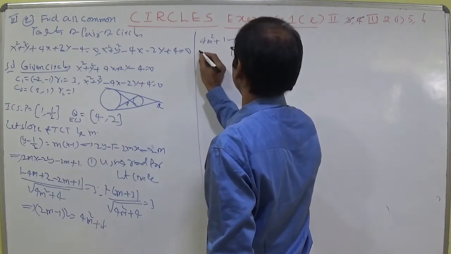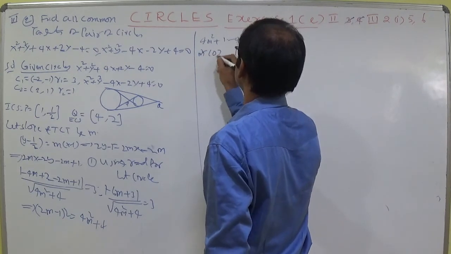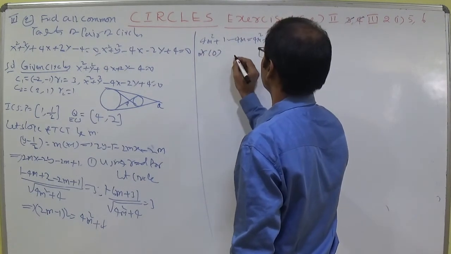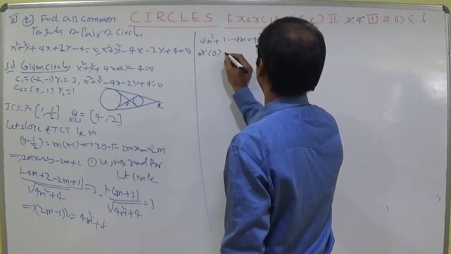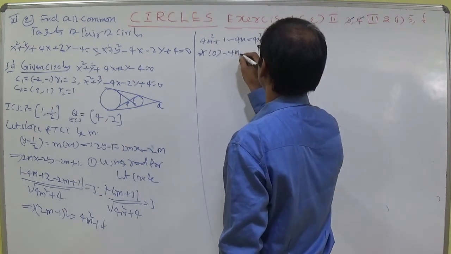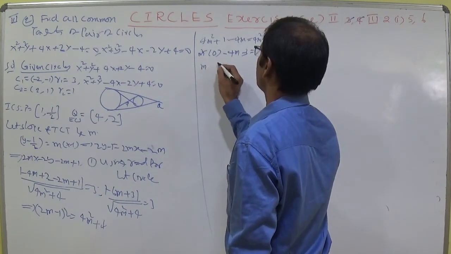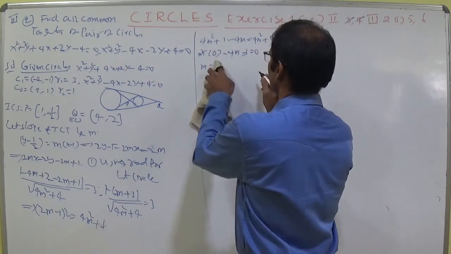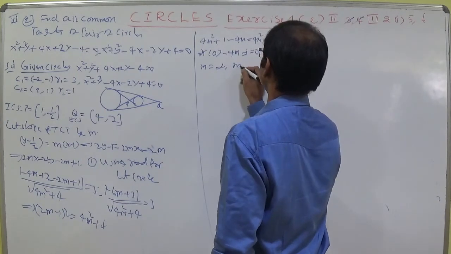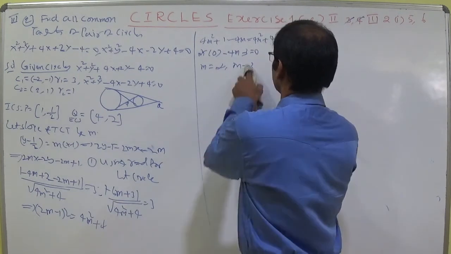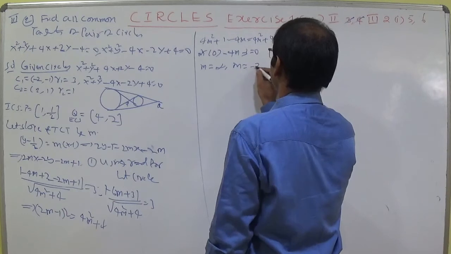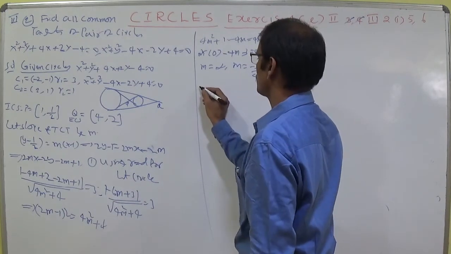So 4m square get cancelled. Don't write like this. In this previous model you write as m square into 0. And here you write as 4m minus 3 equal to 0. And you can write here as m is equal to infinity and m is equal to minus 3 by 4. Here you can write as m is equal to minus 3 by 4.